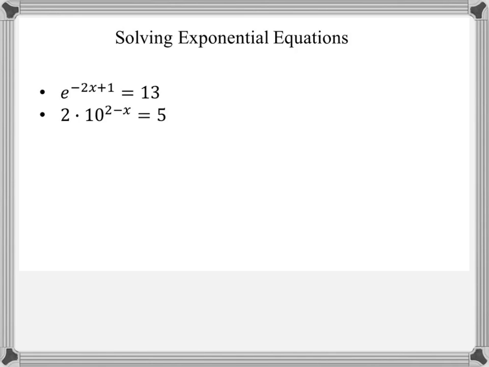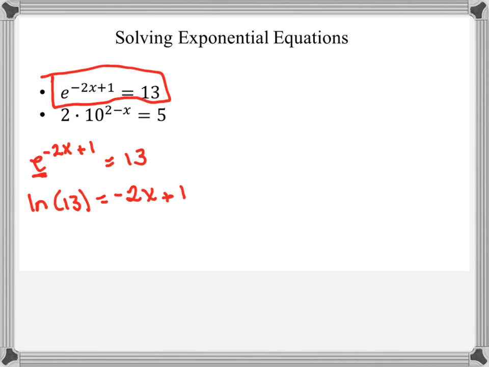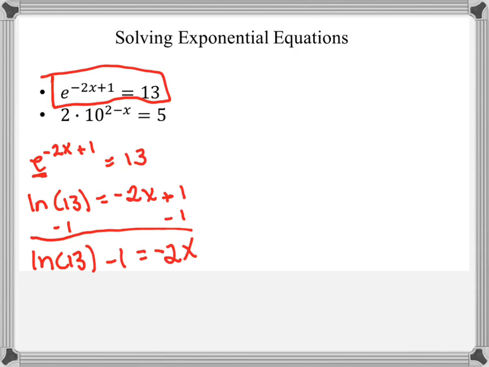Let's look at solving some exponential equations using logarithms. The first one, e to the negative 2x plus 1 equals 13. Let's start by rewriting this in log form. So natural log, because it's base e, of 13 equals negative 2x plus 1. I'm going to subtract 1 because we want to solve for x. So natural log of 13 minus 1 equals negative 2x.